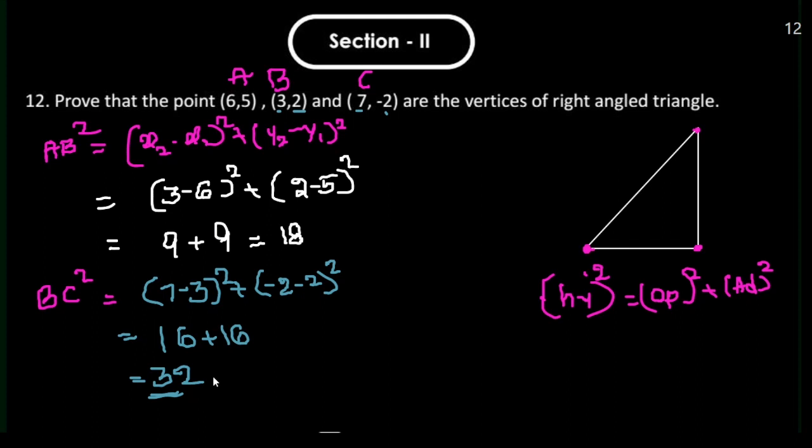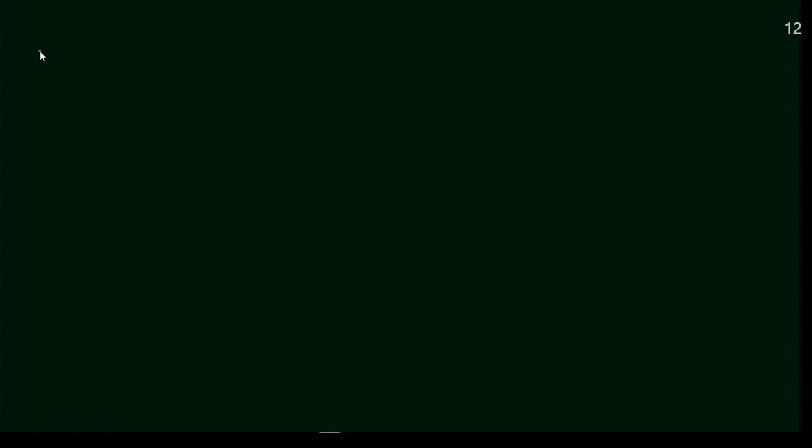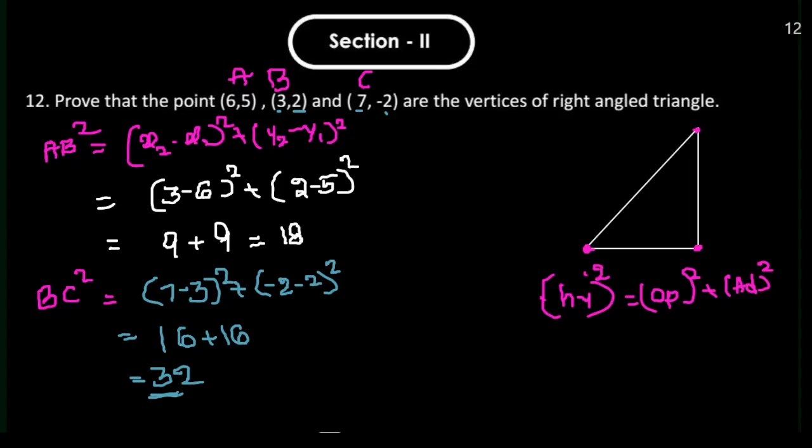Okay, this is BC. Now it's time to find AC, right? Okay, what are A and C? A is 6 comma 5 and C is 7 comma minus 2. Okay, let's check. 6 comma 5 and 7 comma minus 2.